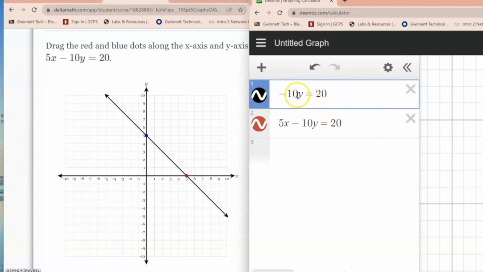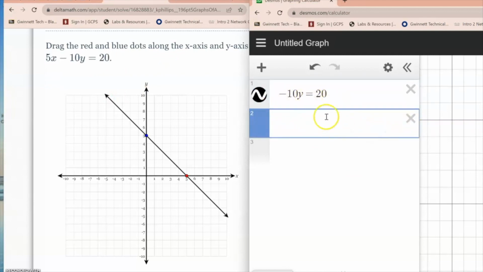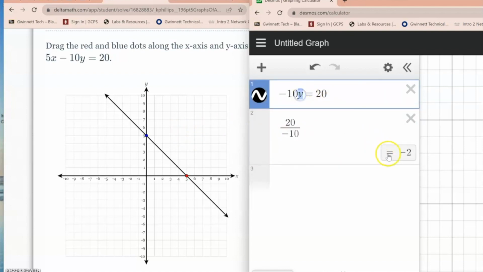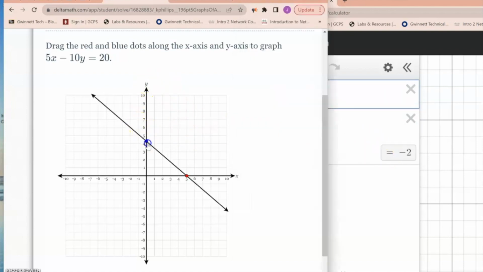Okay. Now I solve this equation. So how do I solve that? I divide both sides by what? -10, right? So it's going to be y equals 20 divided by -10. So 20 divided by -10 is -2. So my y value is -2. And be careful to drag it as close as you can.